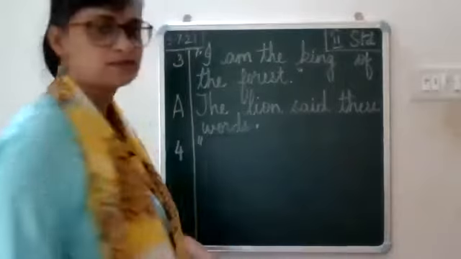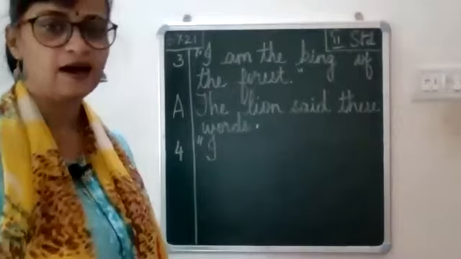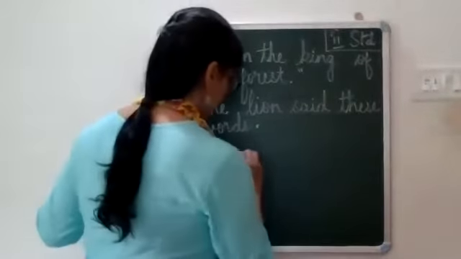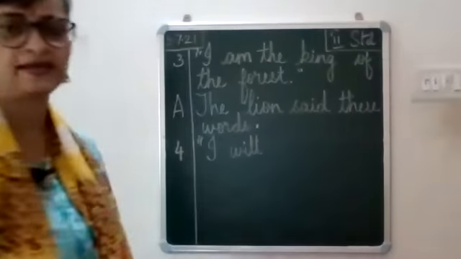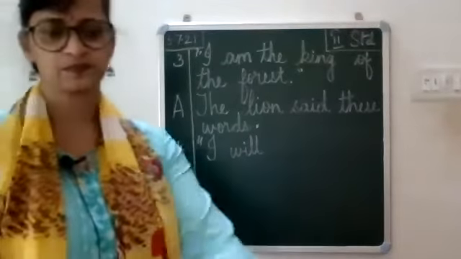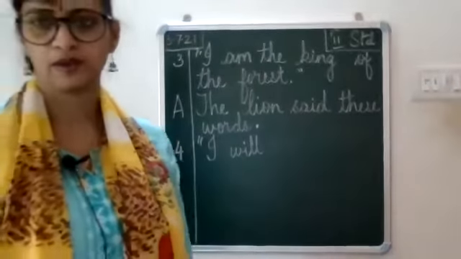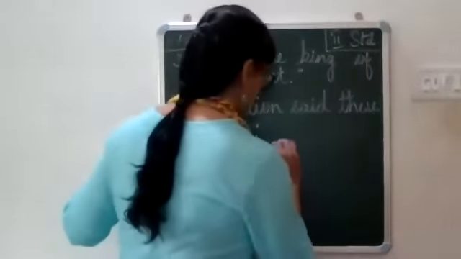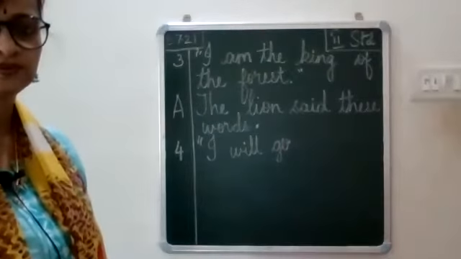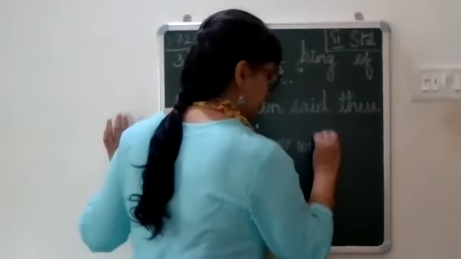Okay, now open double quotes. Write down capital I. Leave a finger space. Write W-I-L-L, will. I will. Leave a finger space. Write down G-O, go.